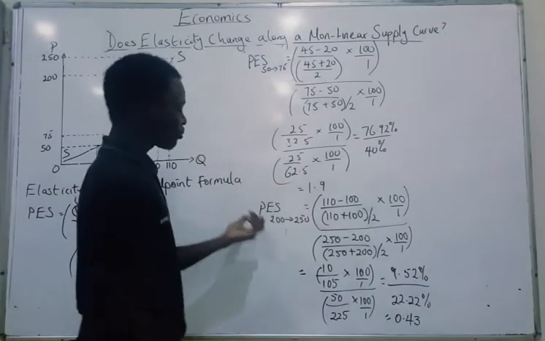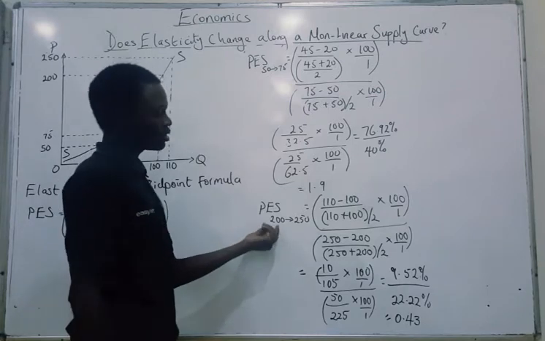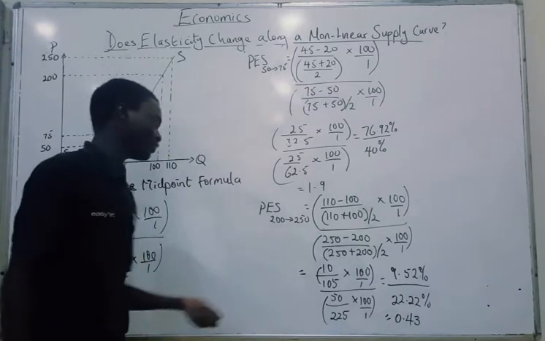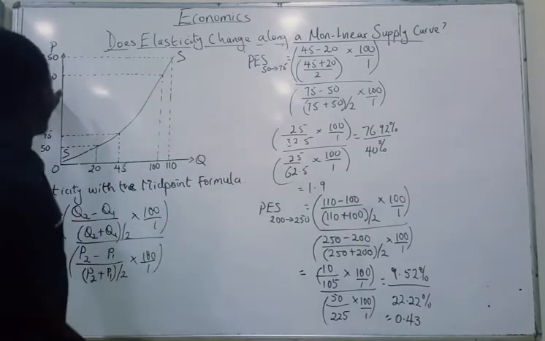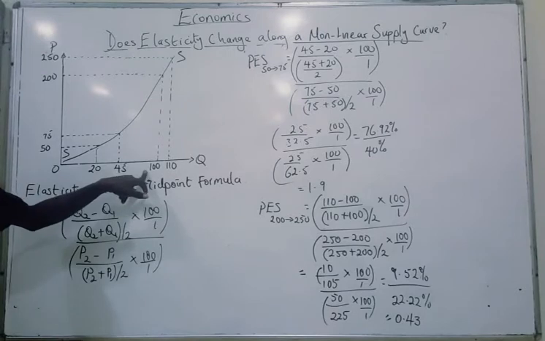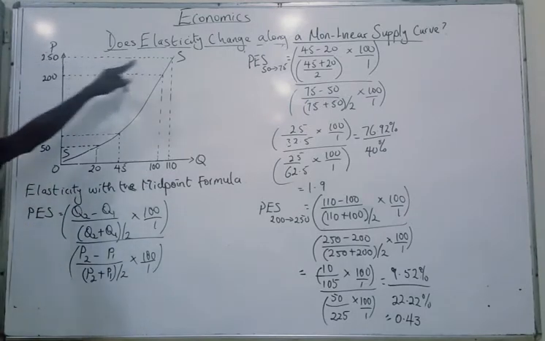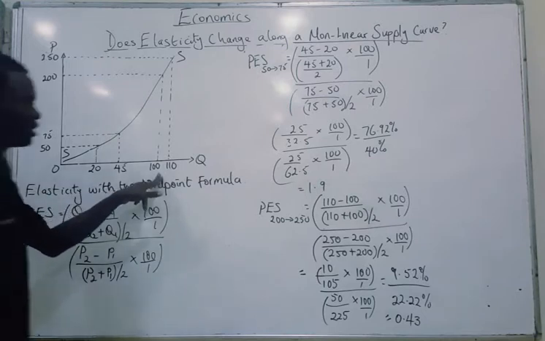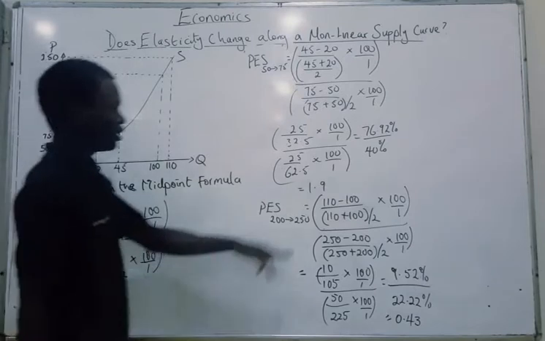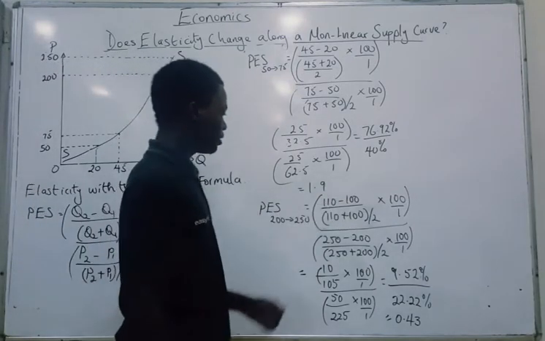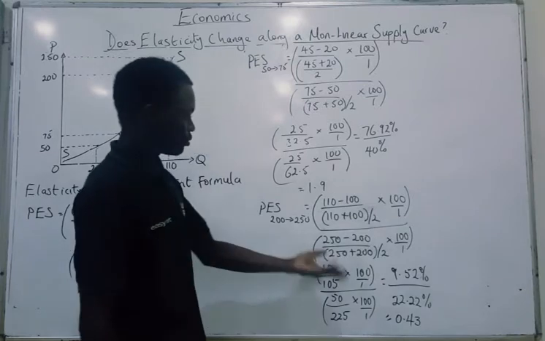Now, what is the price elasticity when we get to the price 200 and then we move to 250? Now look at it, 200 to 250. So what do we have? When it's 200, 100 units of this commodity is being produced, and then when the price becomes 250, we have 110 of this commodity being produced. So 110 happens to be the new quantity, then 100 is the old quantity. So we have new quantity minus old quantity, then the average is 110 plus 100 over 2, and then the price. What happens to the price?